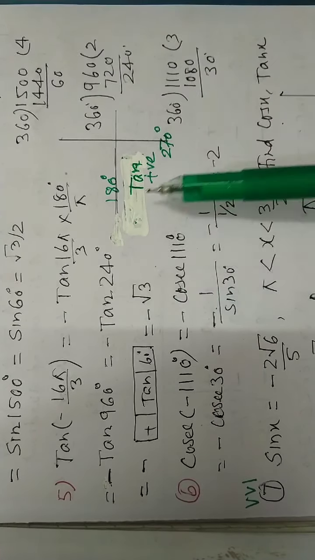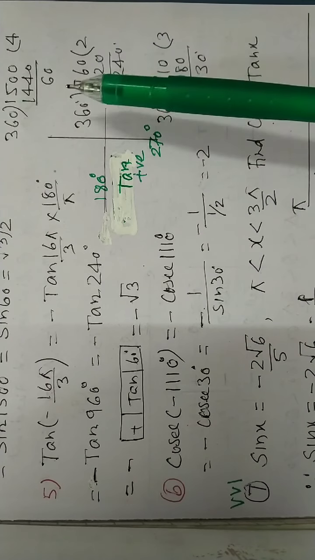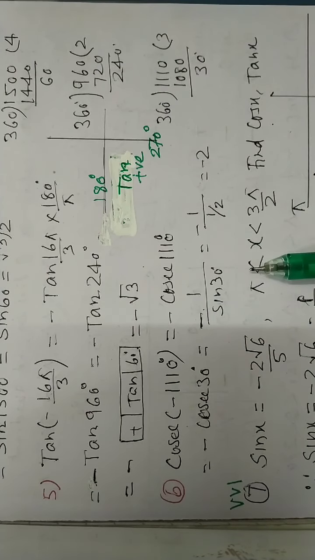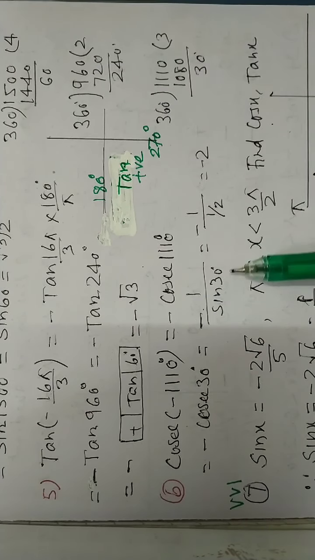Next, minus is taken outside in case of cosec, so minus cosec of 1110. 1110 divided by 360, remainder is 30. So this is 30. The effective angle will be the remainder in all the cases: 60, 240 and 30. After that convert it to sine and put the value of sin 30 to get the answer.